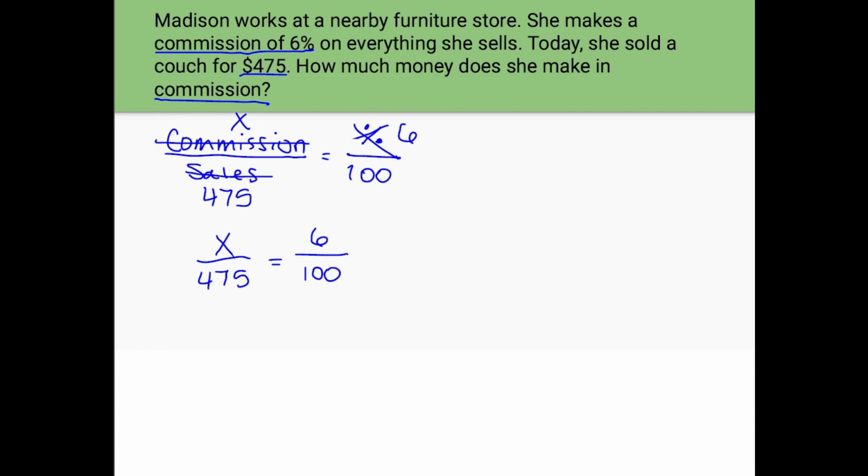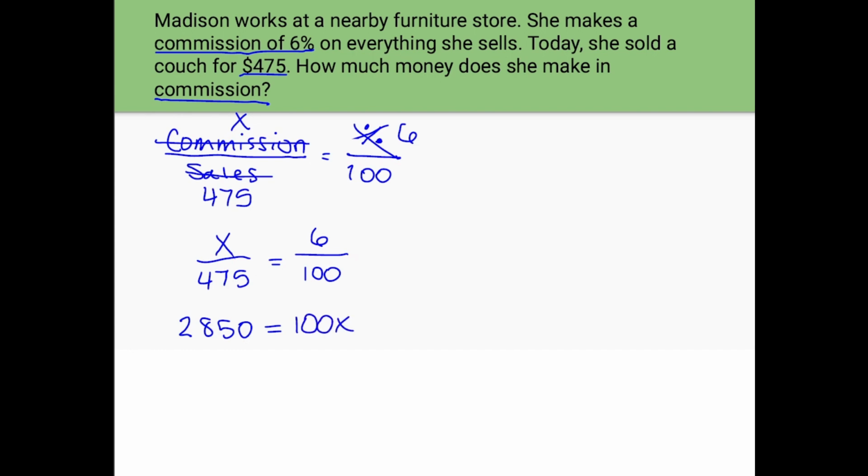And just like before, the way we solve these kinds of problems is we're going to do that crisscross where we multiply our diagonals, set them equal to each other, and then solve that resulting equation. So I have 6 times 475. I'm going to get 2,850. I'm going to put my equal sign. And now I have 100 times x. I'm multiplying my other diagonal. I'm going to get 100x.